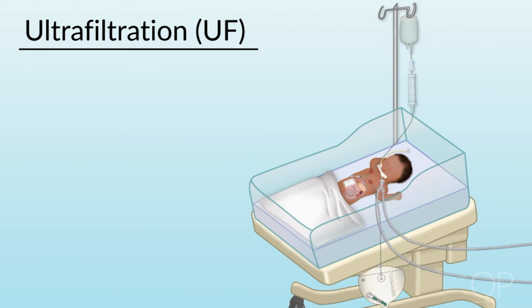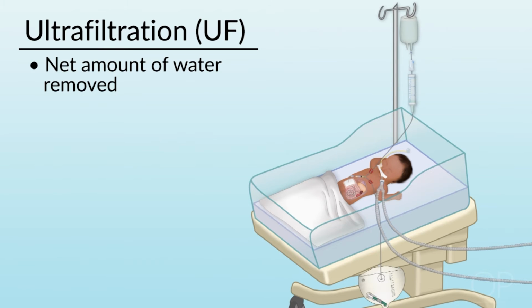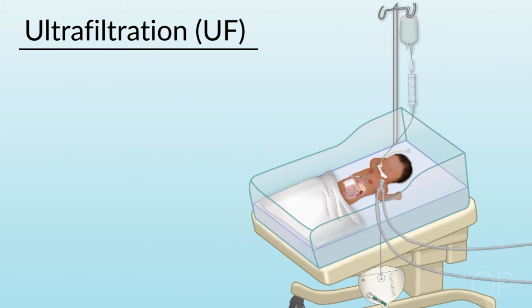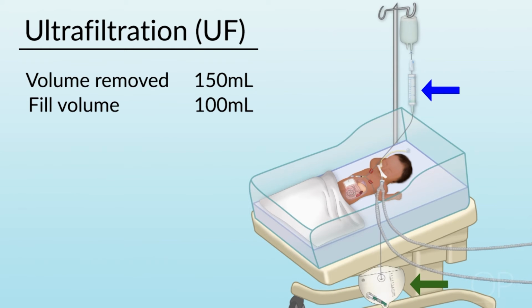Another concept is called ultrafiltration. This is a very important concept. This is how much water you want to remove. And ultrafiltration is calculated by volume removed minus fill volume. For example, if your fill volume is 100 milliliters and the amount you removed is 150 milliliters, then the ultrafiltration is 150 milliliters minus 100 milliliters. And so you've actually removed a net of 50 mLs.